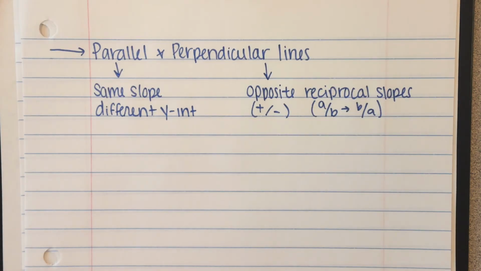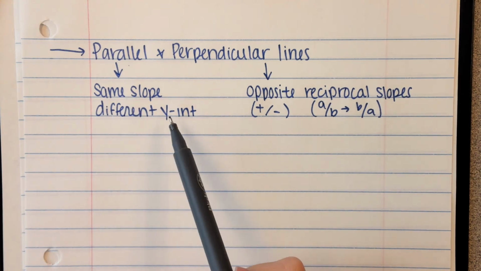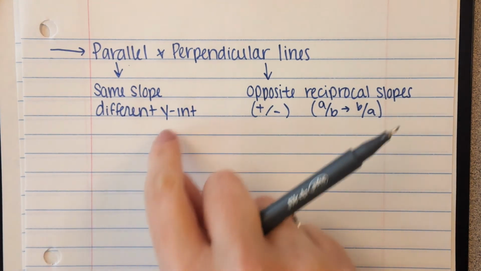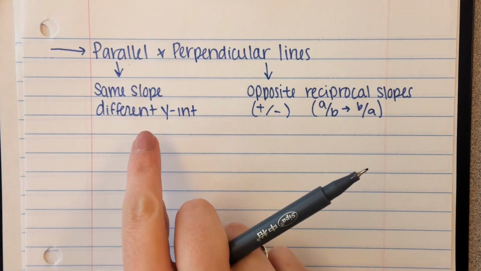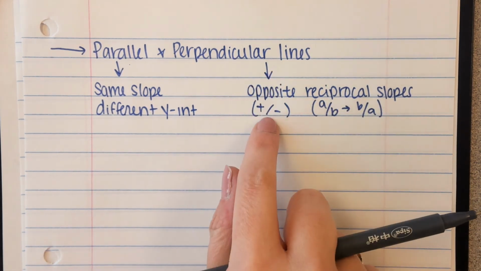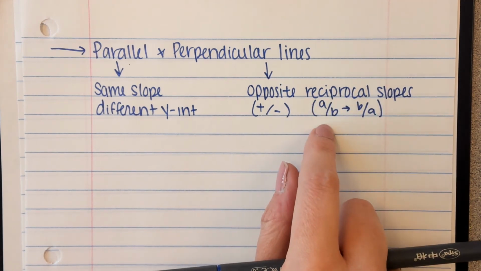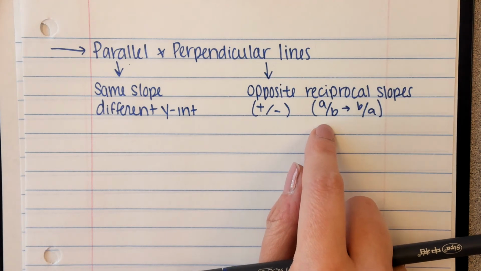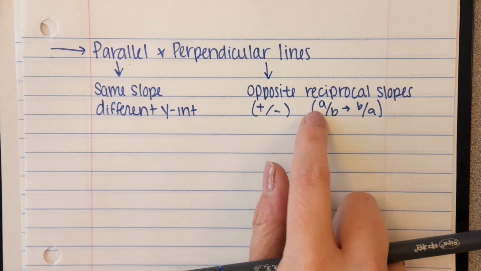The last part to this section is talking about parallel and perpendicular lines. This should be review for you, but parallel lines have the same slope and different y-intercepts. That means they have the same slope, they go the same rate, the same way, and they never intersect. Perpendicular lines have opposite reciprocal slopes. When we say opposite, we're referring to positive and negative. When we say reciprocal, we're talking about flipping it upside down, or doing 1 divided by that number. So really that just turns it upside down.